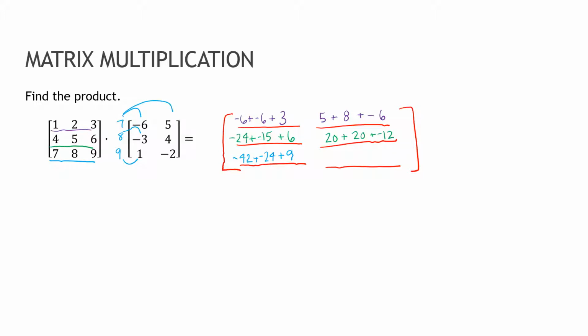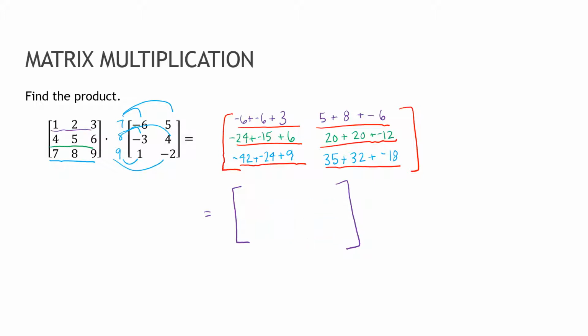Next column, 7 times 5, plus 8 times 4, plus 9 times negative 2. And then of course my final answer, I'm just going to add all of those things together. Feel free to do mental math or use your calculator. It doesn't matter to me. And again, you can write these things underneath if you want to. You don't have to, but it still should be a 3 by 2.